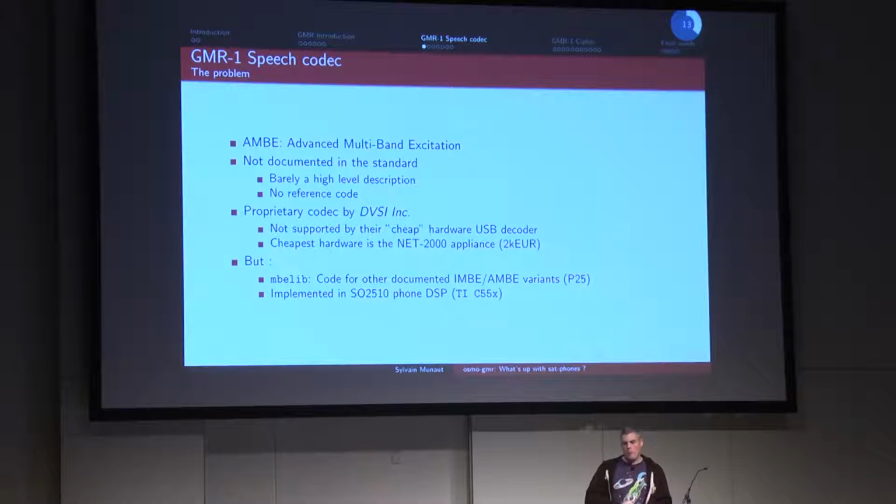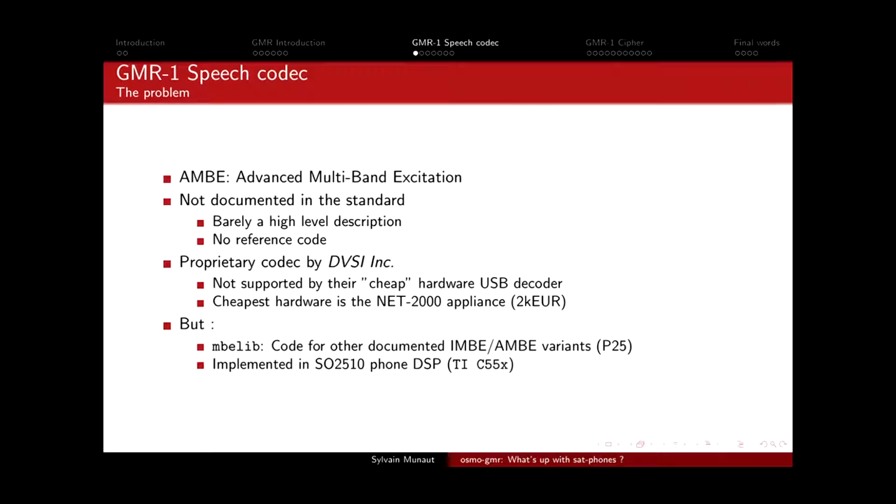It's called AMBE, for Advanced Multiband Excitation. AMBE is not a codec in itself. It's more a family of codecs, which means you have several codecs which are named AMBE, which are actually different versions of one another, slightly different, so that they're not compatible.